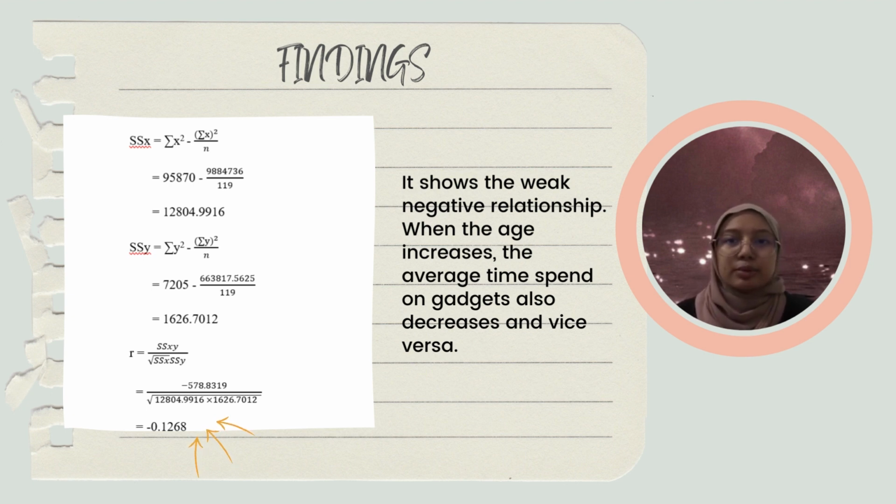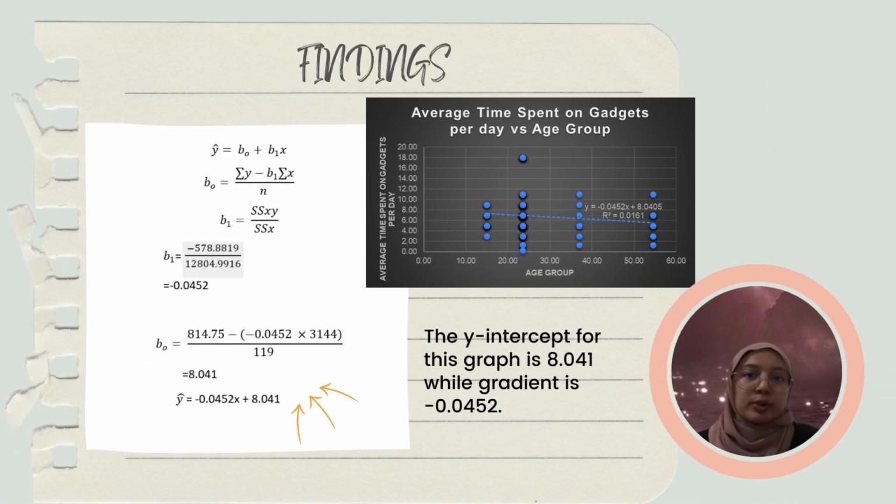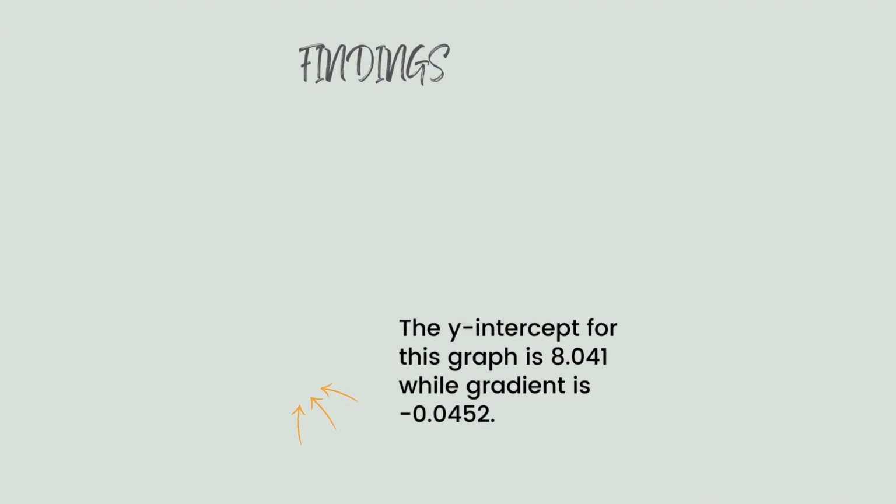This result shows the negative relationship between the age group and average time spent on gadget. The relationship is that when age increases, the time spent on gadget decreases, or when age decreases, the time spent on gadget increases. Lastly, for findings, we calculate the equation for scatter diagram, which will produce a negative linear scatter diagram. From the previous calculation, we can search the y-intercept or we call it b-naught. The result is 8.041 and for gradient or b1, we got negative 0.0452.